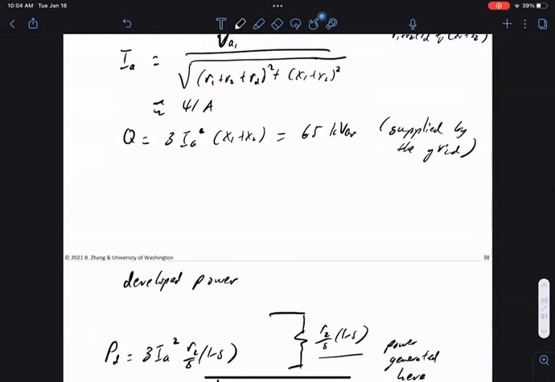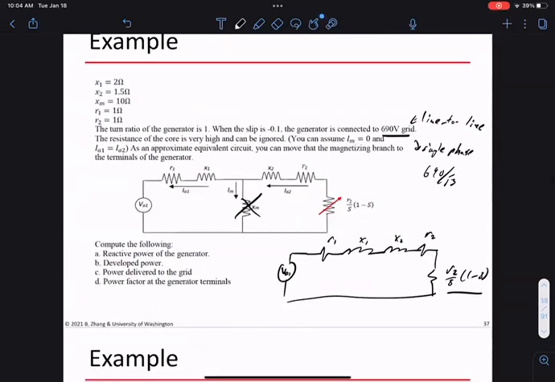Okay. Any questions for this example? Yeah, it's just a general question. How can we compensate this? How can we enhance the power factor in this case? Right. So the question is, how do you enhance or compensate for such a poor power factor?